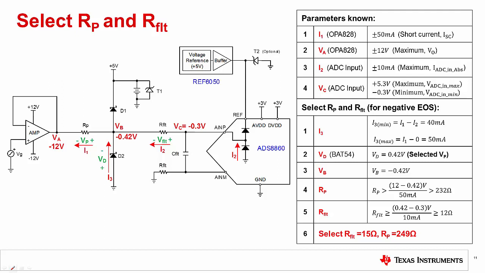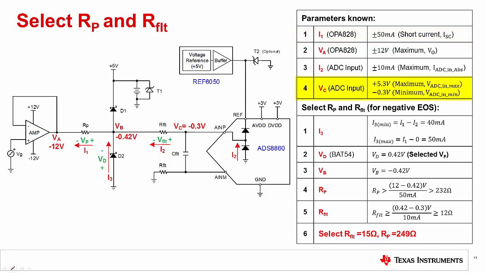First, let's take a look at the known parameters. Under a fault condition, the amplifier will output nearly 12 volts, which will turn on diode D1 and drive a large current out of the amplifier. The largest output current is limited by the short circuit protection on the amplifier. For the OPA828, the short circuit current limit is specified as 50 milliamps.